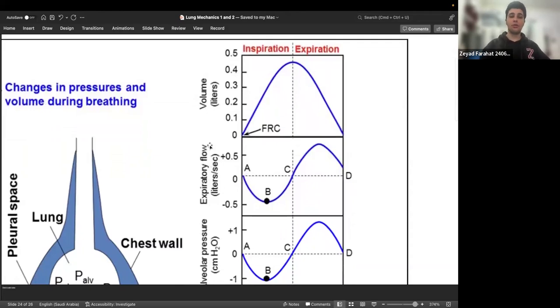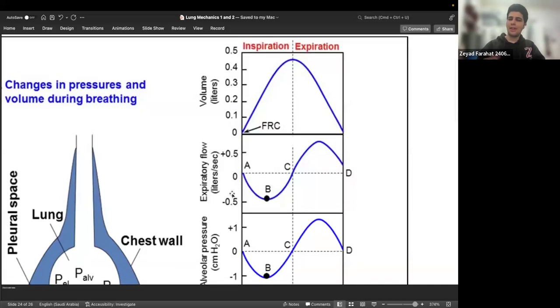Here is the expiratory flow. You have to remember here, the negative means inwards, positive, outwards. You have to memorize this. Negative is in, positive is out. I don't know if you can hear that. Okay, so the negative is inwards, the positive is outward.